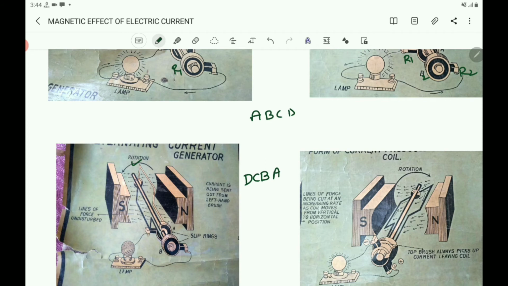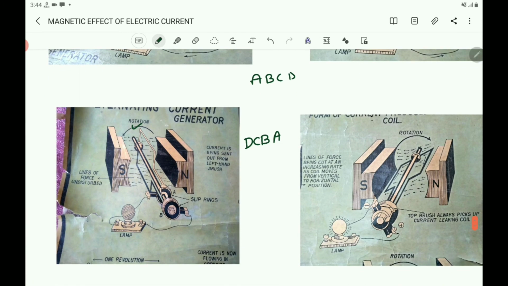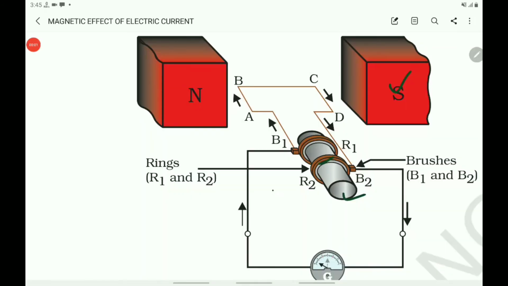DCBA, the current flows from B1 to B2. Then also the galvanometer shows the deflection but in the opposite direction. Thus the direction of current in the external circuit changes after every half rotation. Such a current which changes its direction after equal intervals of time is called alternating current. And so it is an AC generator.